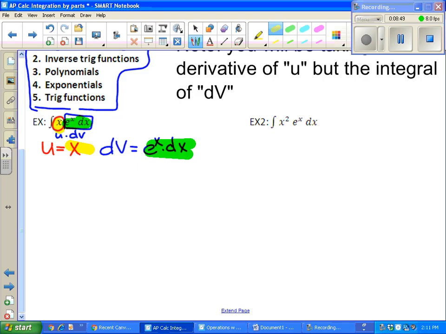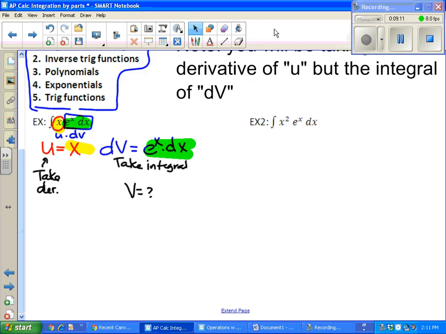Now, on the left-hand side, you're going to take the derivative. So right here, we're going to take the derivative. Over here, you have the derivative of v, and you want to find v. So what you're going to do here is take the integral. You're actually taking the integral of one side, and the derivative of the other. Now, for my purposes, and I hope this helps you, I can imagine putting a little integration symbol right here because this one already has the dx with it. Now I'm ready to actually do my parts.